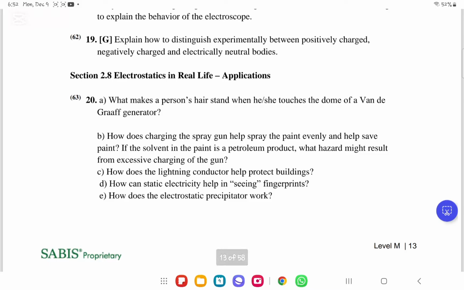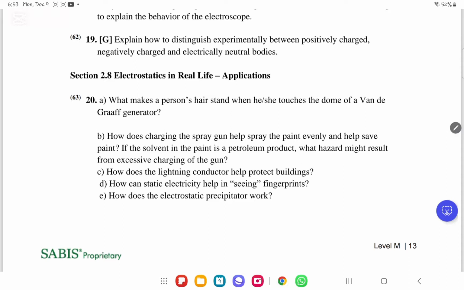Now, moving on to 2.8, number 20. What makes a person's hair stand when he or she touches the dome of a Van de Graaff generator? Definitely, there are some charges at the top of the Van de Graaff dome. So when you touch it, your hair is gonna take in the static electricity, and then your hair starts to stand or fly.